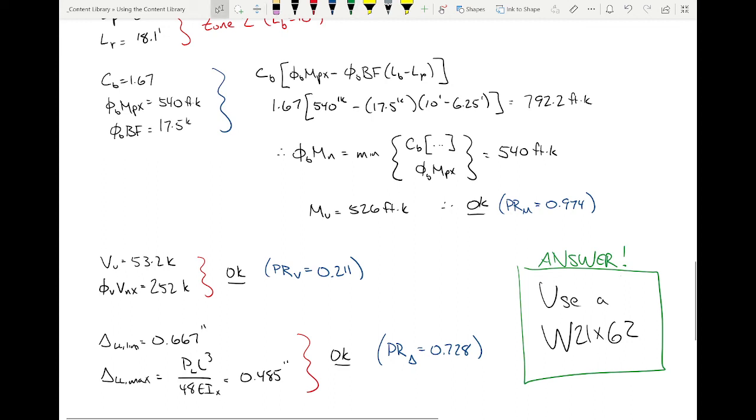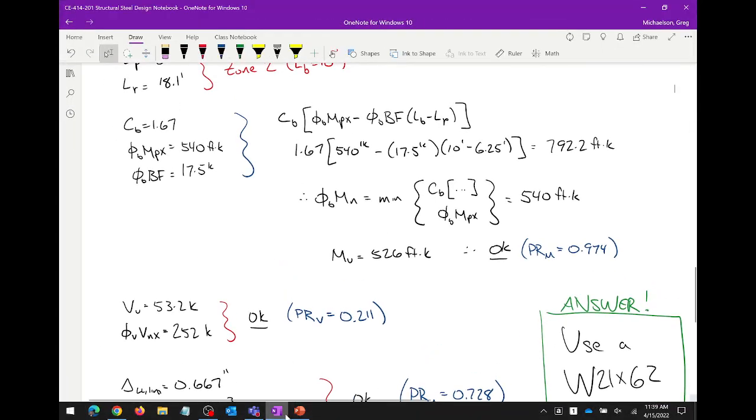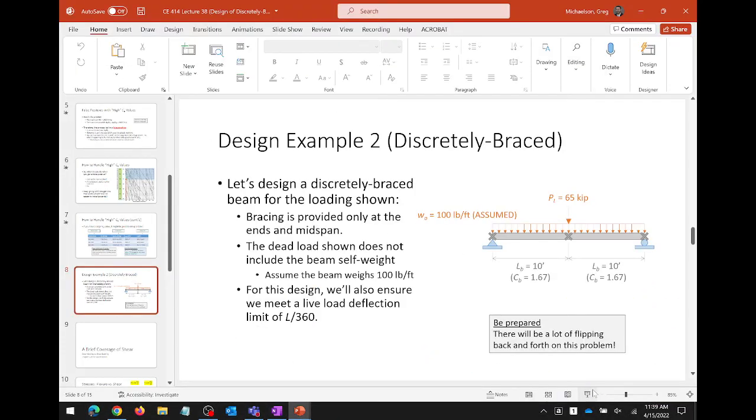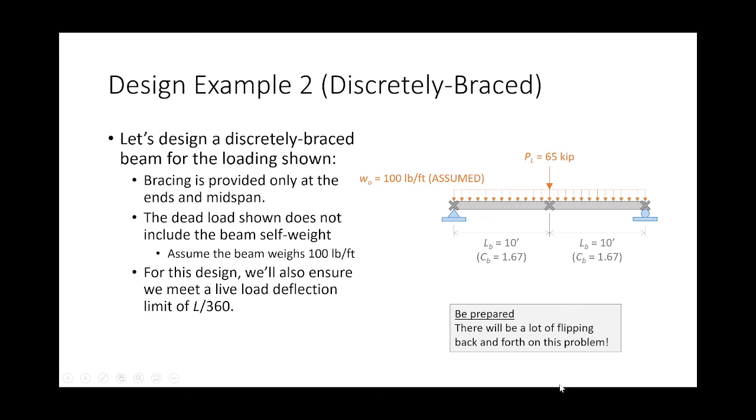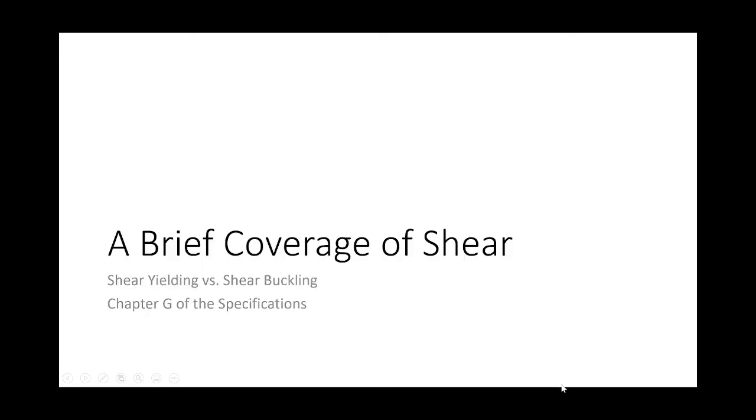Is there anything here in this calculation that I haven't shown you how to do yet? I haven't shown you how to compute the shear capacity. Maybe we ought to talk about that. Let's talk about the shear capacity. This is a brief coverage of shear.